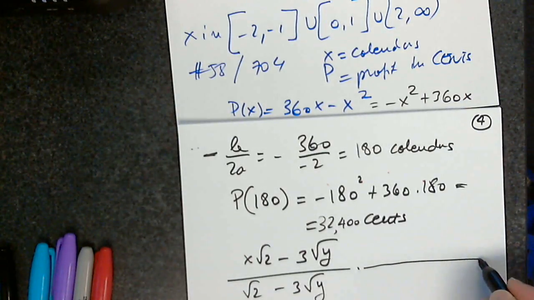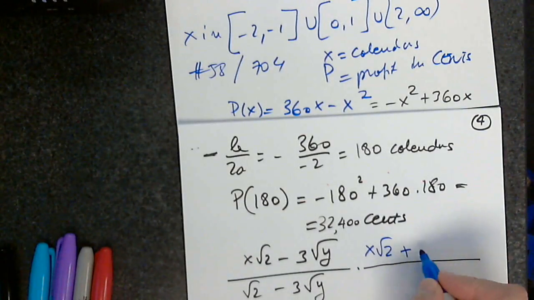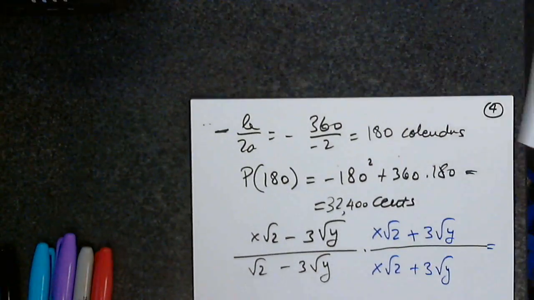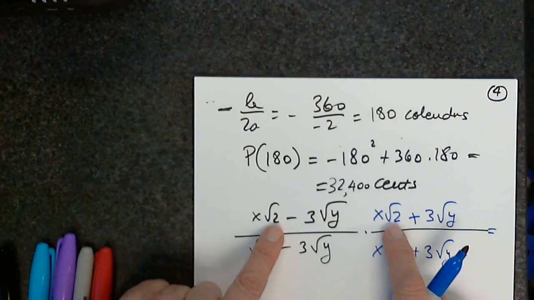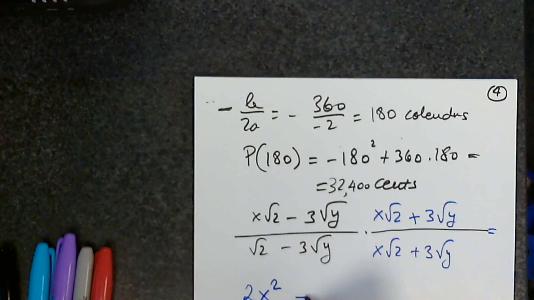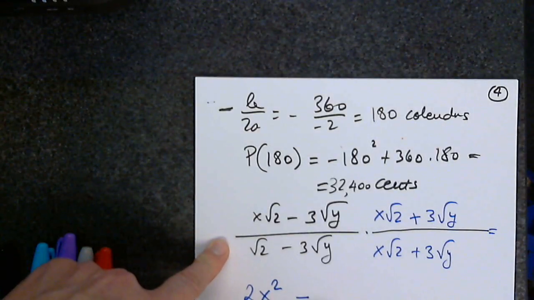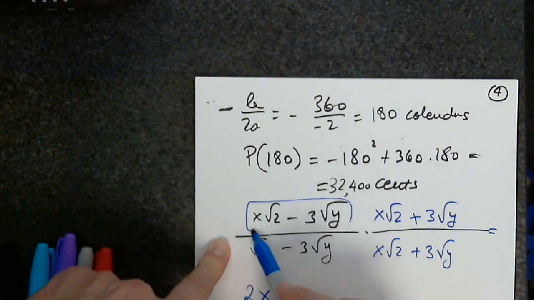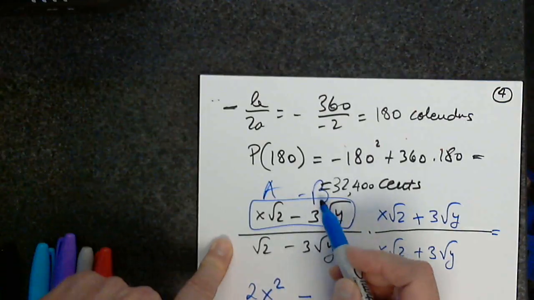Good. So now I'm asked, let's say, to rationalize the numerator. This time for this problem, rationalize it. Yes, it's the conjugate. So we have x square root of 2 plus 3 square root of y, over x square root of 2 plus 3 square root of y. Good. So then, this times this. x times x is x squared, and square root of 2 times square root of 2 is 2. So this is 2x squared minus, and I know the formula from the binomials: a minus b times a plus b will be a squared minus b squared. Why are we multiplying the numerator? We are rationalizing the numerator in this problem. So this is a minus b, and this is a plus b.